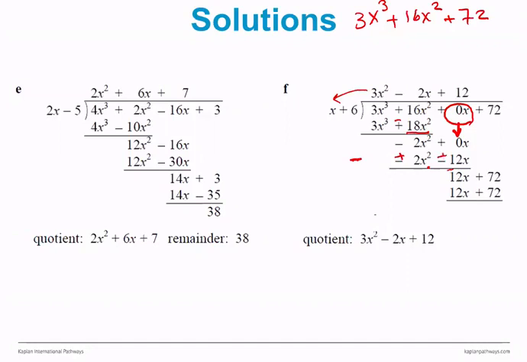So this becomes 0. And 0x plus 12x, it's 12x. And then we put this term down, which is the 72. So now it's 12x plus 72 divided by x. Basically, 12x divided by x is 12. So this plus 12. 12 times x is 12x plus 6 times 12 is 72. Then we subtract, then this is going to be 0, 0, because this is going to be minus. Yeah? So the remainder here is 0, and the quotient is 3x squared minus 2x plus 12.